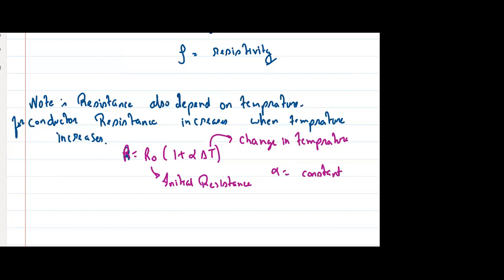Now it depends on कि कितना change हो रहा है. Alpha is very small, right? So generally we don't observe it when temperature changes less. But if temperature changes high, then we observe it, right? So alpha is a constant. It is called the temperature coefficient of resistance.